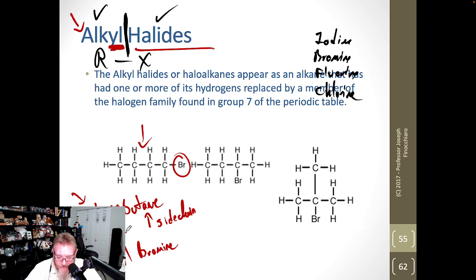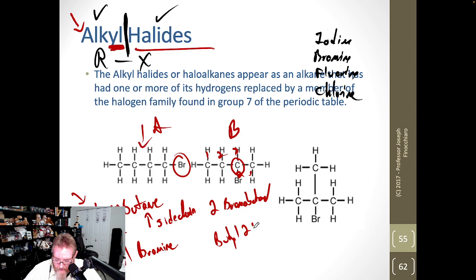So what's the difference between A and B? They're both 4. They're both 4. But the bromine is now on this carbon. 1, 2, 3, 1, 2. 2-bromobutane. And I can't remember if it's butyl 2 bromine. I think it is. I'm just going to go with that because I don't feel like looking it up right now, if I'm going to be honest.